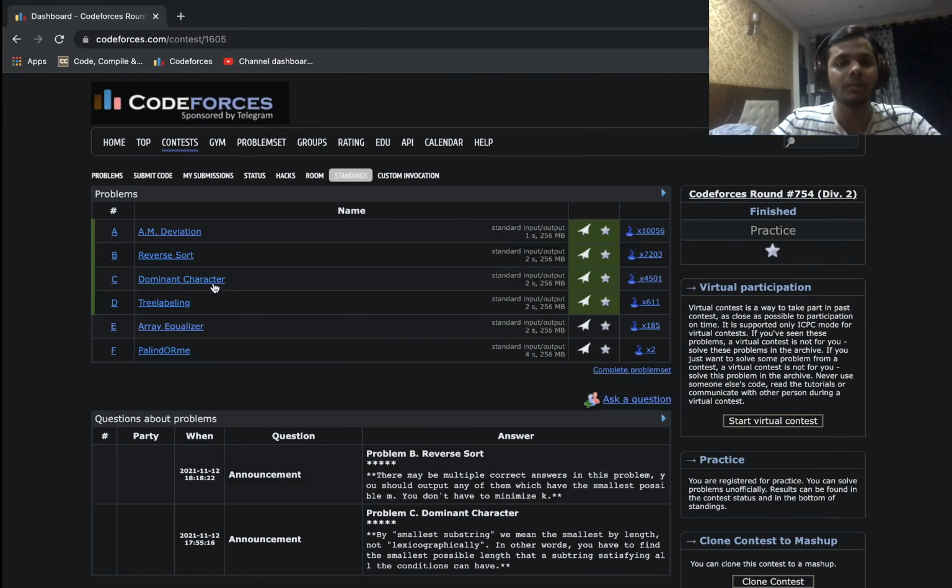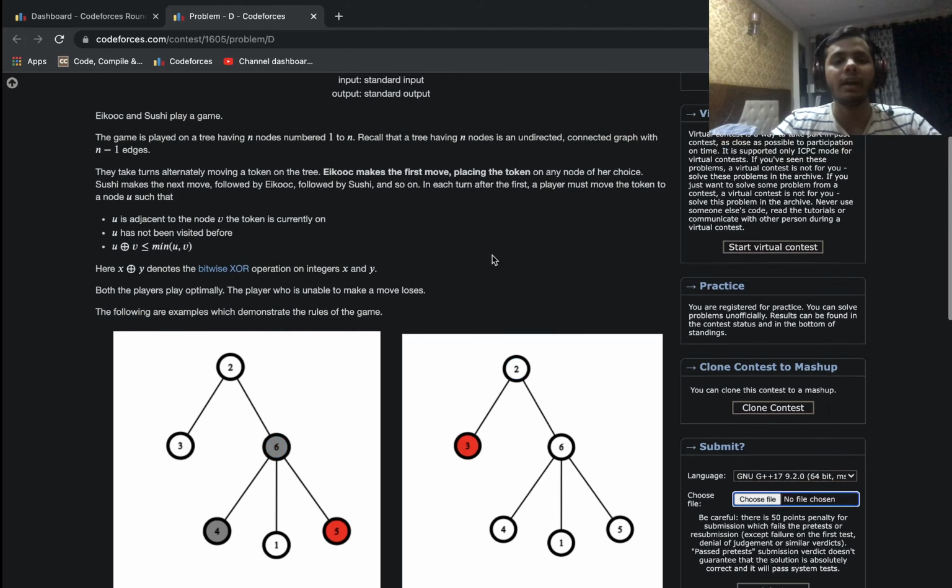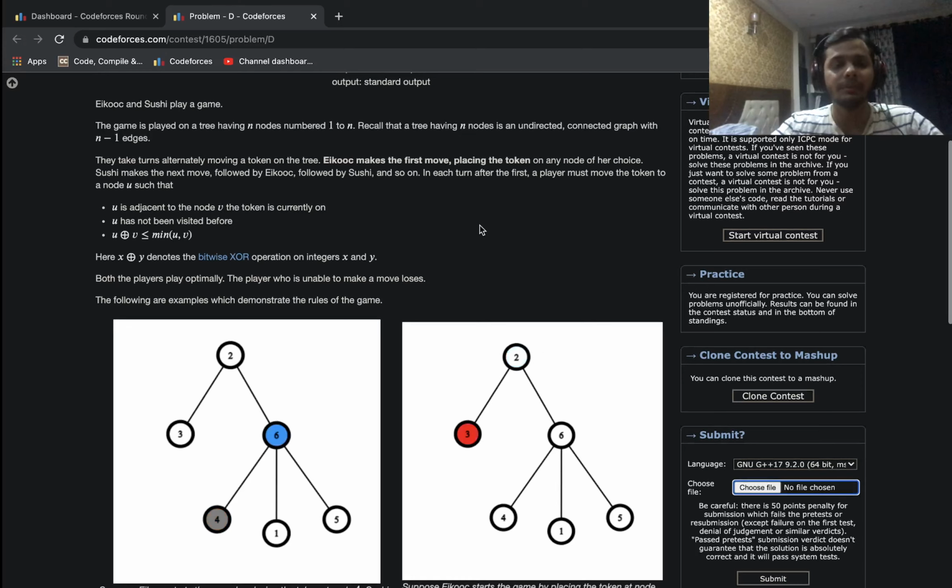Moving on to the last problem that we'll be discussing today, which is called tree labeling. Now this is a really elegant and beautiful problem. I could not solve it during the contest, but when I actually thought of the solution, it was really beautiful. So let's see what this problem has to say.